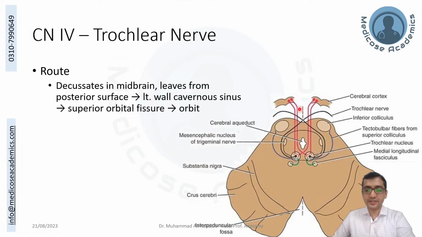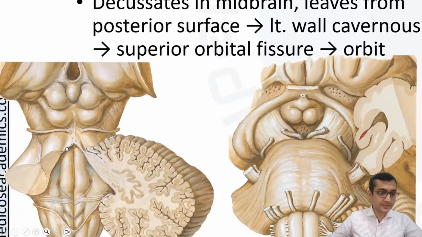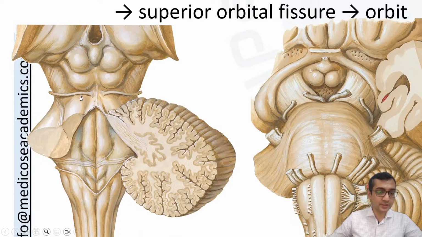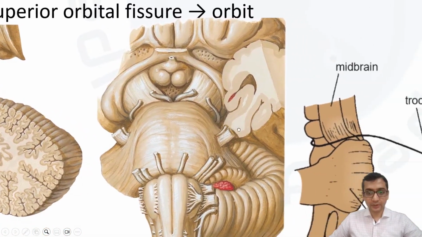So it exits from the back, as you can see from this particular picture. These are the superior colliculus, inferior colliculi. Below the inferior colliculi, it is exiting right here. You don't see the crossing grossly from the back because it has occurred inside in the superior medullary velum. After the crossing, it moves laterally. It will hug the midbrain and it will move forward like this.